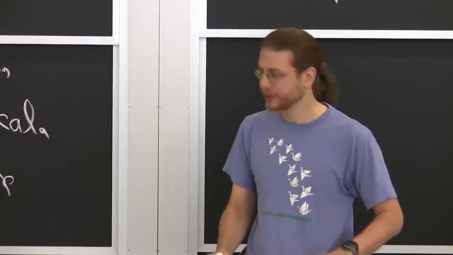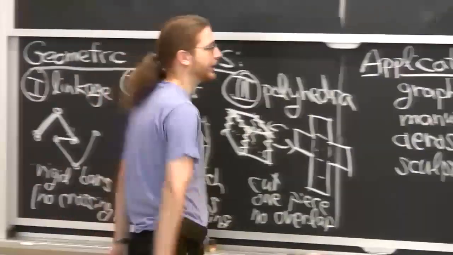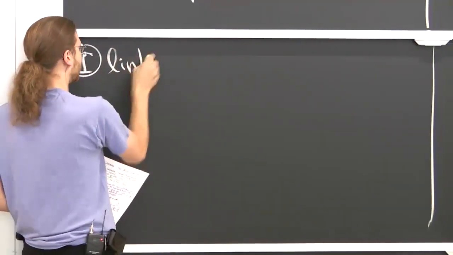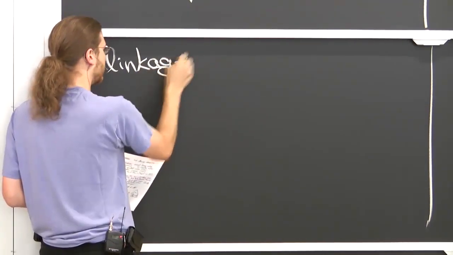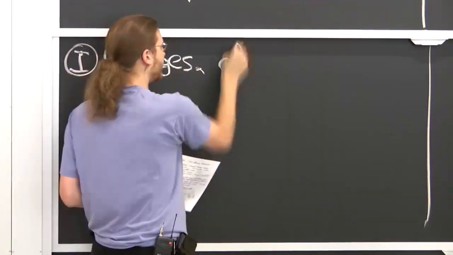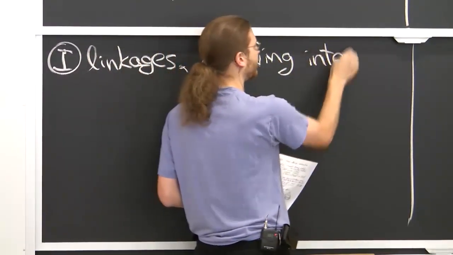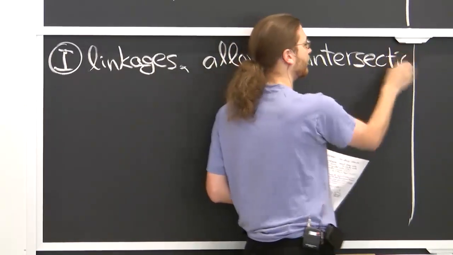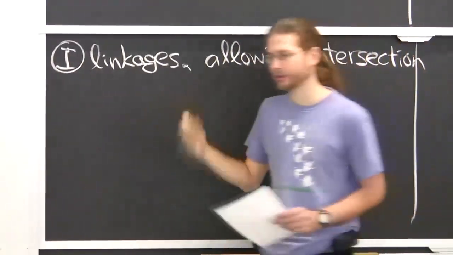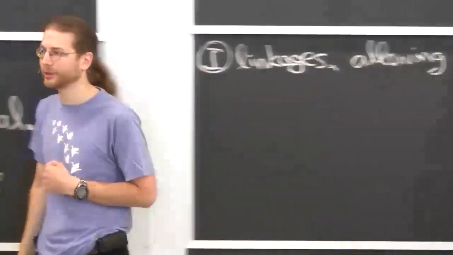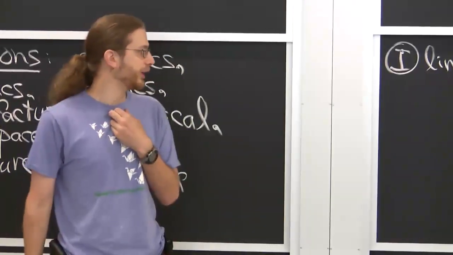So in today's class, I'm going to go in order. We're going to start with linkages, and then paper, and then polyhedra. And I'm going to start with linkages, allowing intersection. So magically, bars of the linkage can overlap each other. And then later I'll talk about linkages, which is most interesting in 2 dimensions, because you can actually build them in 3 dimensions. And then we'll go to linkages that do not have intersection.